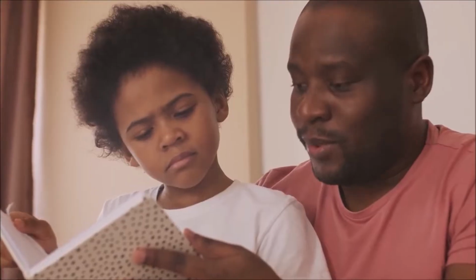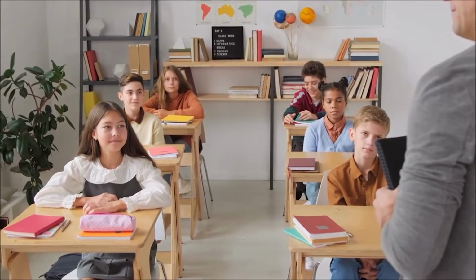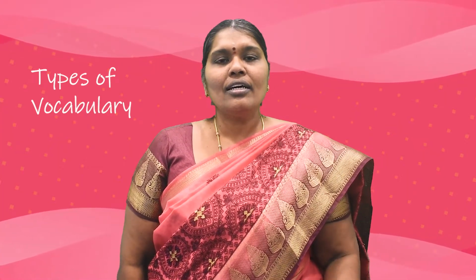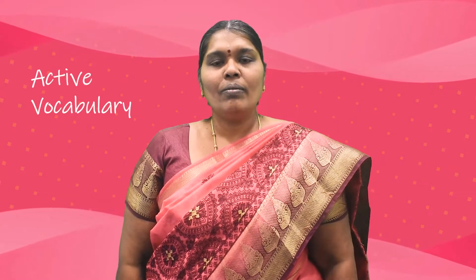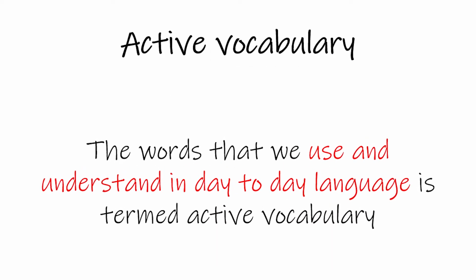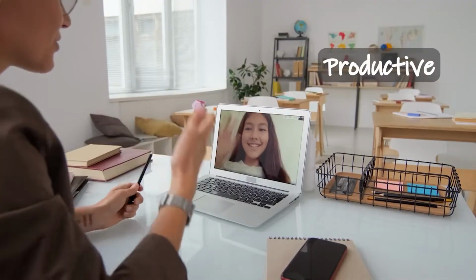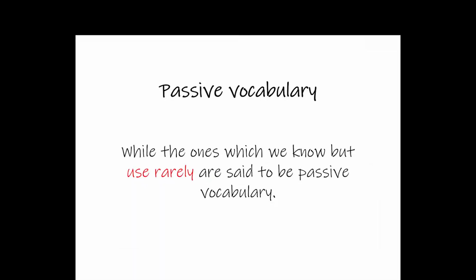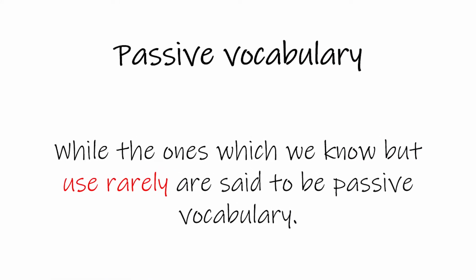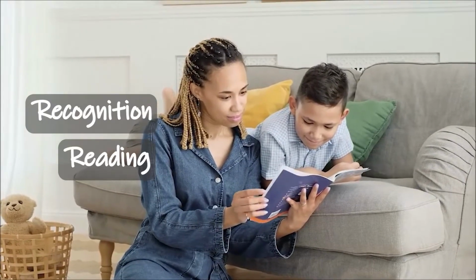It's critical for communication and expression. Vocabulary forms the basis for reading comprehension. For conveying anything, vocabulary is important. Types of vocabulary. Vocabulary in English can be categorized into two types: active vocabulary and passive vocabulary. The words which we use and understand in day-to-day language are termed active vocabulary, also called productive or working vocabulary. And words which we know but rarely use are said to be passive vocabulary or recognition or reading vocabulary.